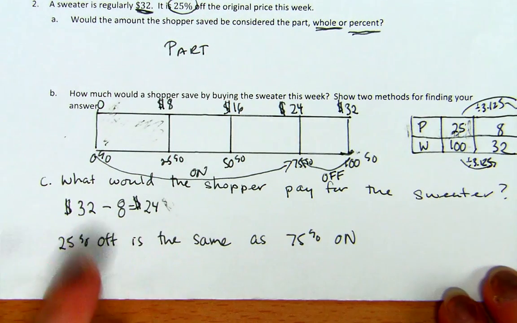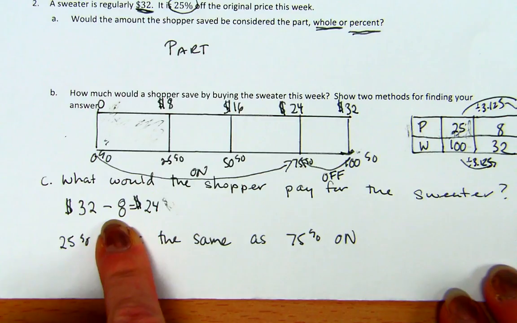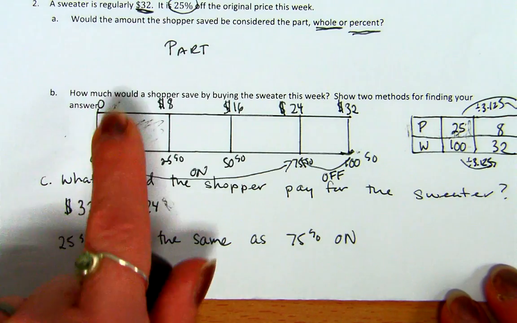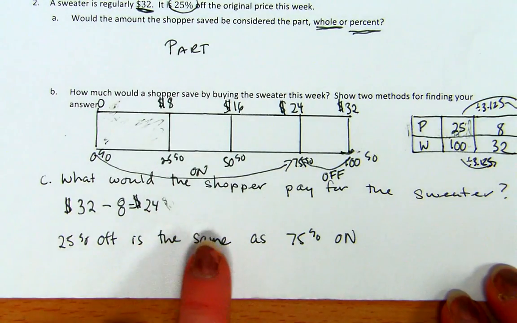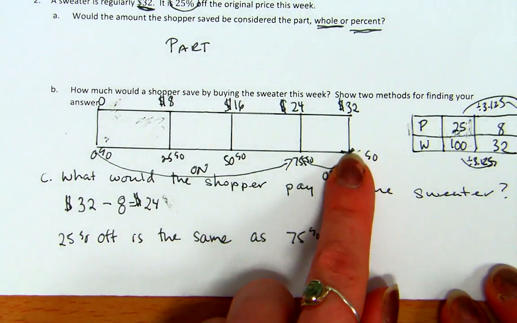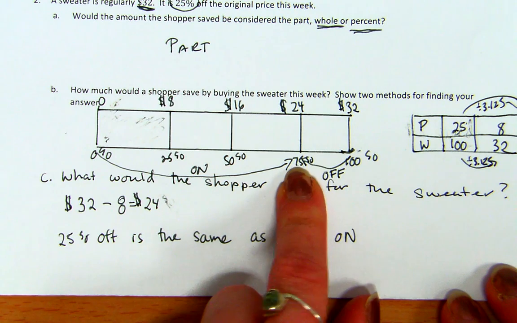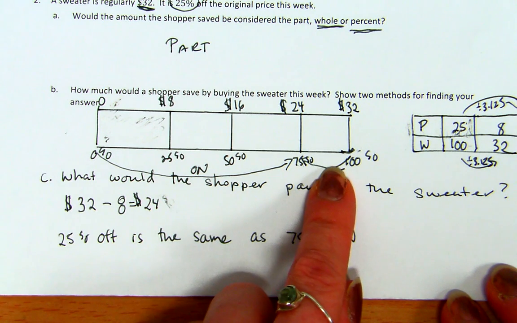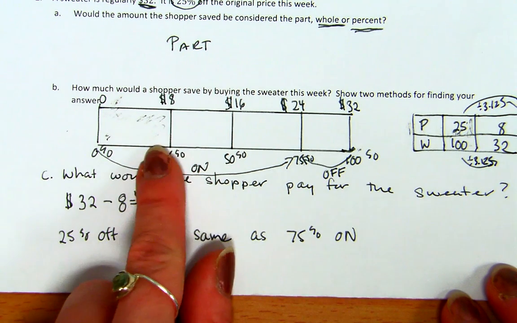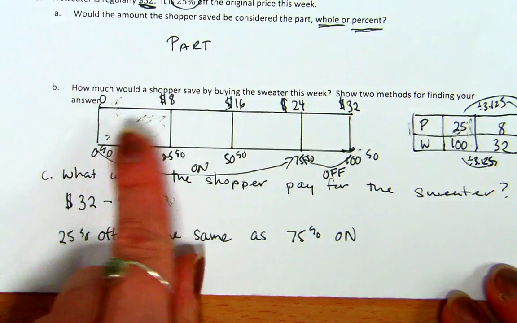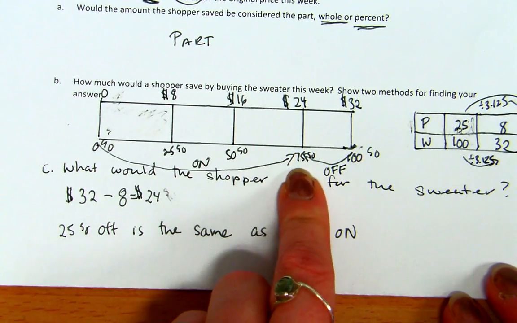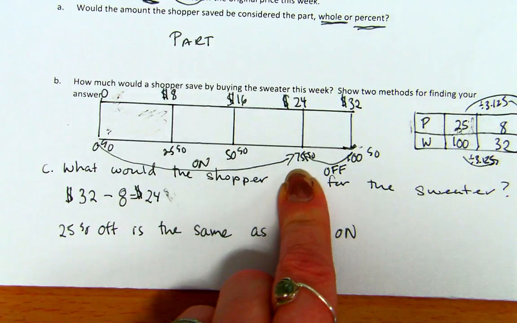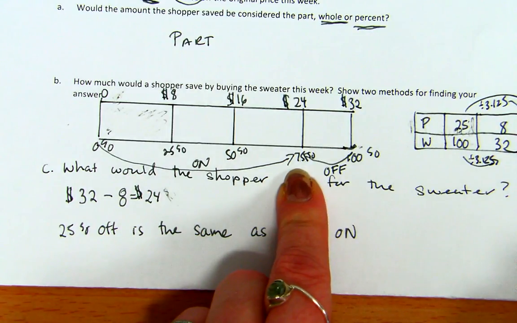Which is, as you notice, the same thing that we got down here, right? So 32 minus 8 was 24. We found the 25% first. We found it was 8, and we subtracted from 32. Or you can think of it as, I'm just going to take the 25% off and think of that as 75% on, right? If I know each of these is $8, I just have to build up to my 75%. So 8, 16, 24, and 75% on, which is the on price, okay, is $24.